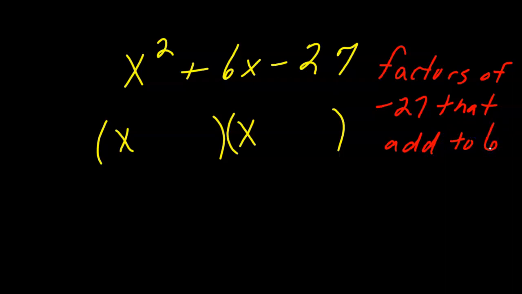So I know that 27 is 9 times 3. Since they multiply to a negative, one of those numbers has to be negative. But since they add to a positive, we're going to make the bigger one positive. So positive 9, negative 3. 9 minus 3 is 6. So those are my numbers. And that's your answer. This is the factored form.